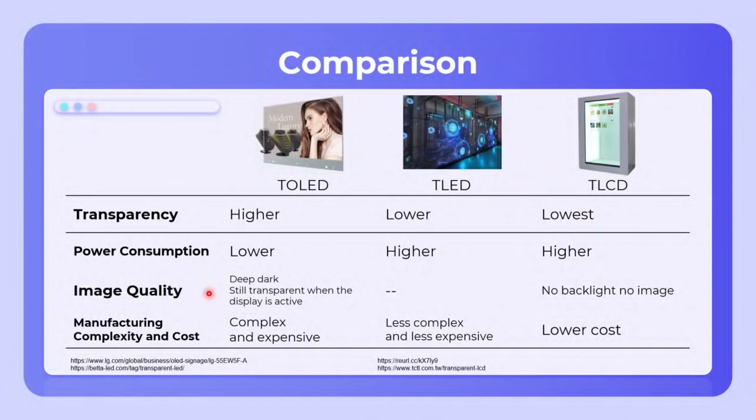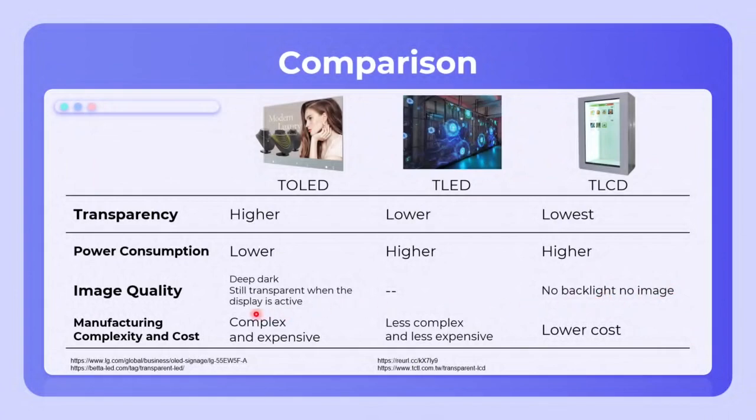And then the image quality. The OLED has deep dark, and it can still be transparent when the display is active, because it uses a transparent pixel. So when the image is on the screen, it can still be transparent. But the transparent LED cannot, because it just increases the LED distance. So when there is a full image, it will make the image quality worse. And for the LCD, when the backlight is turned off, the image on the LCD will disappear because it doesn't have the light to convert to the RGB color.